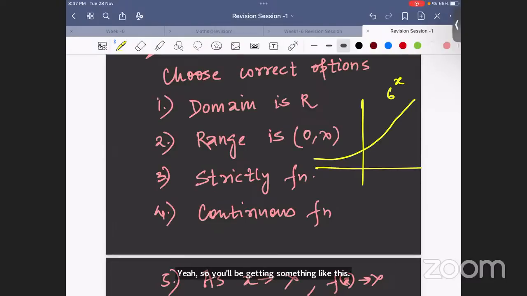So the domain for this is R, right? You can put any value from minus infinite to infinite. So the first one is correct. And the range would be from 0 to infinite. The second is also correct. And it's a strictly increasing function.